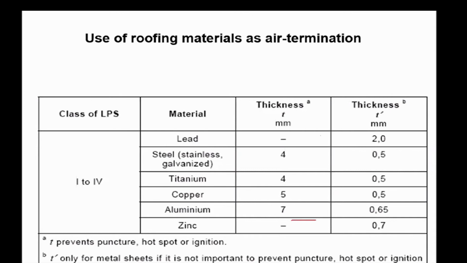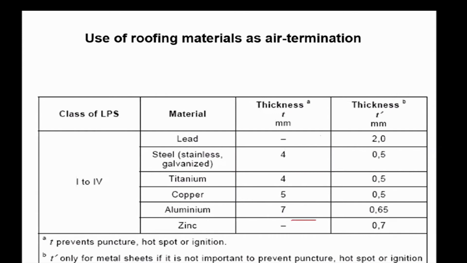For an example, if you have a factory with corrugated iron sheets and say that they are galvanized steel, and if the thickness of the steel sheets is equal or more than 0.5 millimeters, and if the building is not housing something like fabrics, petrochemicals, gunpowder, something like that, which is inflammable, then you can use that roof itself as the air termination. So you don't need any copper tapes or anything up above.